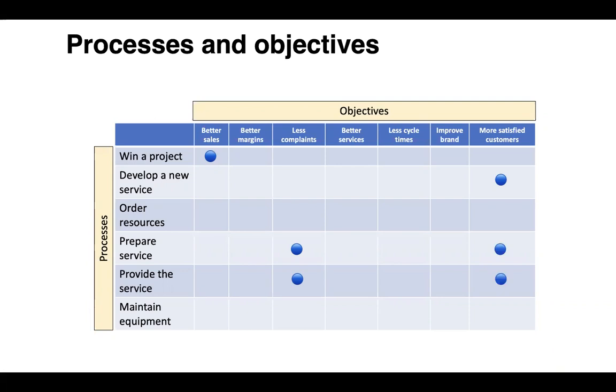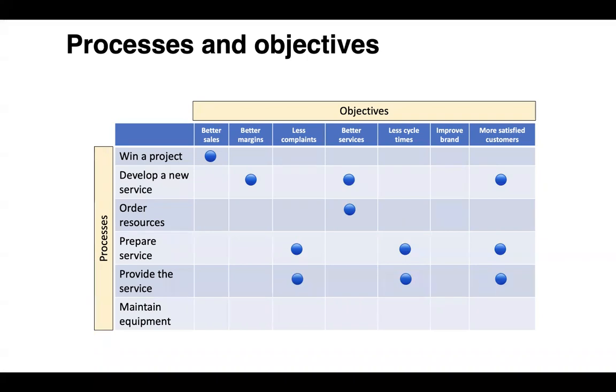Now, we can continue. So better margins come through developing a new service, better services through develop a new service and order resources, and less cycle time through prepare service and provide service. Okay, these connections, these linkages between processes and objectives, are specific to this particular organization. No, this is not applicable to any organization. In this particular organization, in its particular state of development and maturity, it's like this.